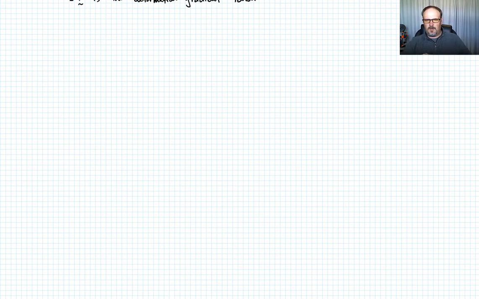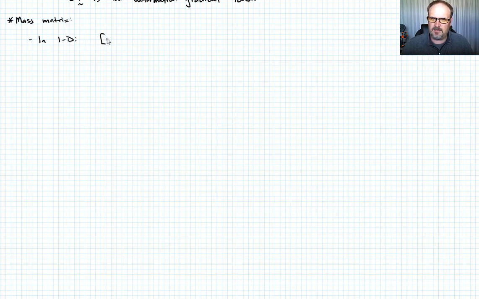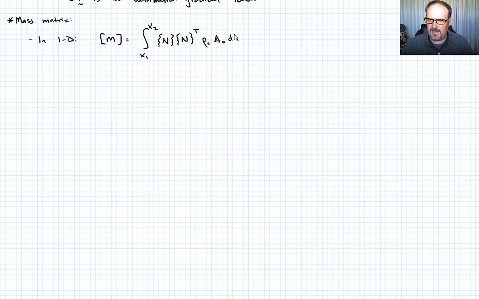So we had the M term. What does that mass matrix look like? In 1D, we wrote the mass matrix M as equal to the integral from x1 to x2 of N transpose times rho naught A naught dx. Call that equation 6.